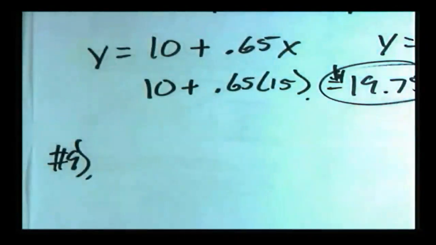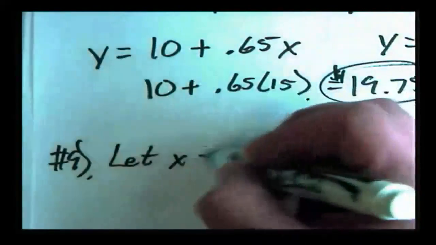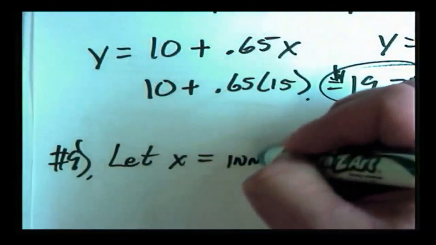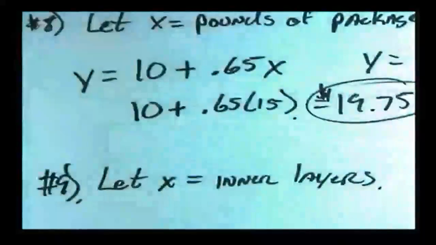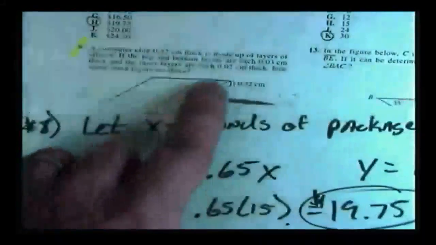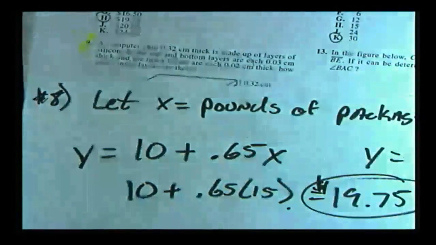So the way I think about this guy is I'm going to let X represent the inner layers, because that's how many inner layers there are. That's what I'm looking for. So I'm going to let X equal the inner layers.